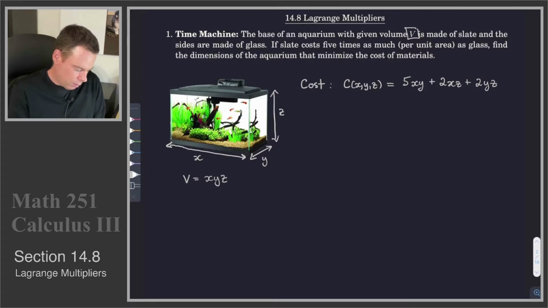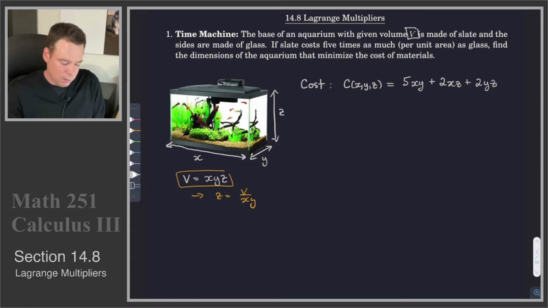We've got our relationship between our variables x, y, and z. We can use that to write z is equal to v over xy. And we can plug that into our cost. So maybe before we do that, we can think, what are we actually interested in doing? We want to find the minimum value of the cost where x times y times z is equal to v.